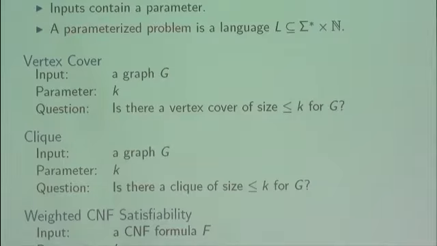Just as a quick reminder, we've seen already in some talks this concept of parameterized complexity. Here you have a few typical problems, like if you're asking in a graph for a vertex cover or for a clique of certain size, then the natural parameterization is just the size of these objects. And Stefan told you about weighted CNF satisfiability, where you are asking if there is a satisfying assignment with weight k. Now, all these problems are classically hard.